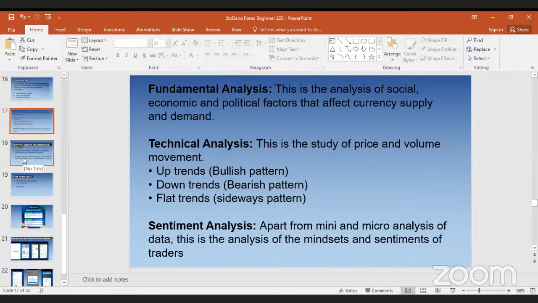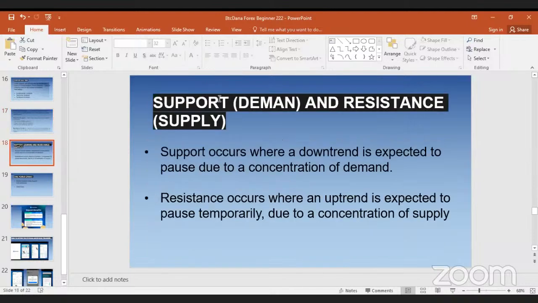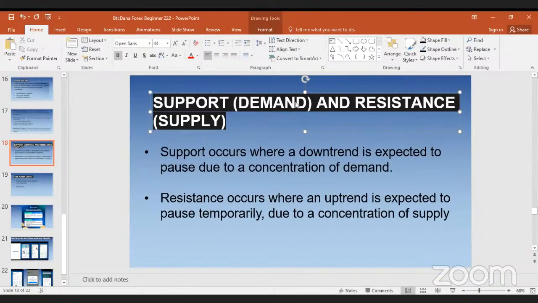Under these trends, we have what we call the support and resistance, which can also be your demand and supply zone. So support or demand is the same thing; you are saying the same thing as a support zone. And when you say resistance, it's also the same as supply. So when you hear me calling support or demand, I'm saying the same thing, and when you hear me saying resistance or supply, I'm saying the same thing.